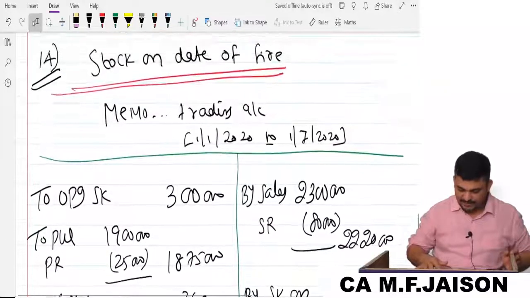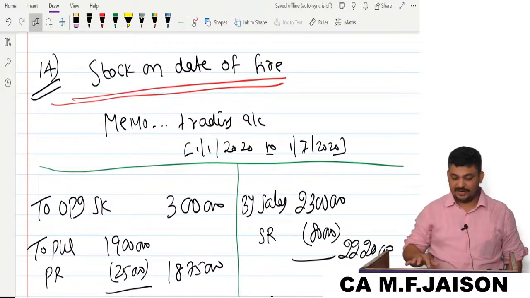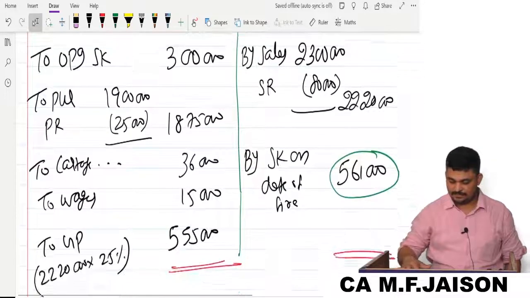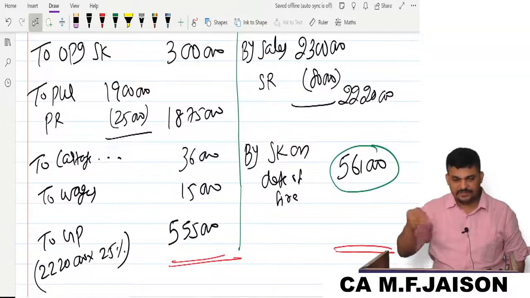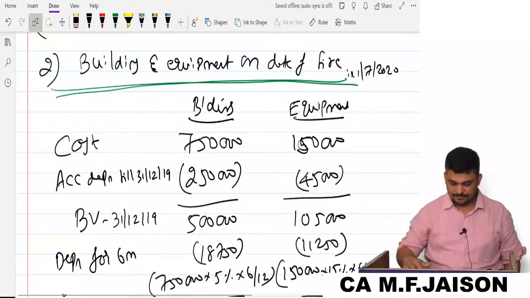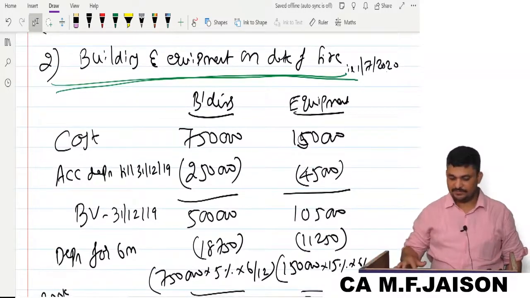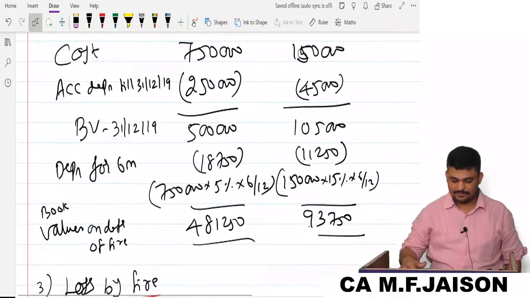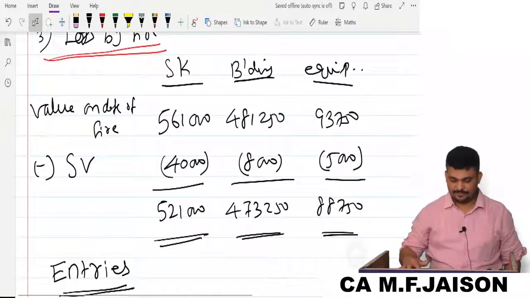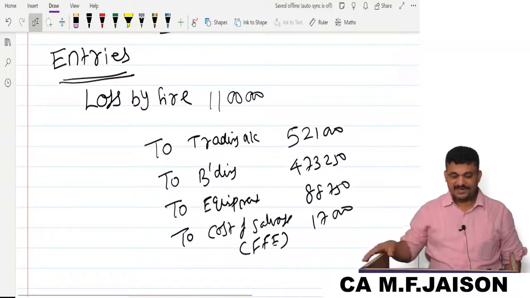So this is the copying slide for you. Copying slide for question number 14. First, stock on date of fire. First slide. Maybe up to this, let me take a second slide, even though overlapping. Second one, overlapping but still no problem. Loss by fire, and finally entries.